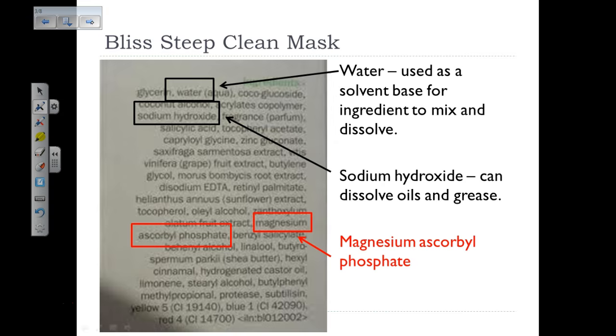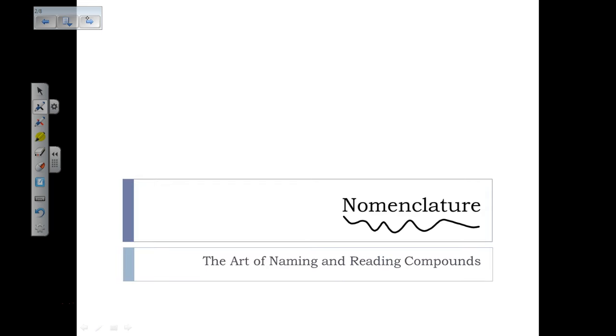So I wanted to talk a little bit about where you would see some of these compounds. Look, this is the ingredients list for this Bliss Steep Clean Mask. You can see we have water here. That's a covalent compound. We have sodium hydroxide. We should be able to name that hydroxide part, or sodium hydroxide. And then magnesium ascorbyl phosphate. We're not going to be able to name that sort of thing all the way, but we will be able to name magnesium phosphate.